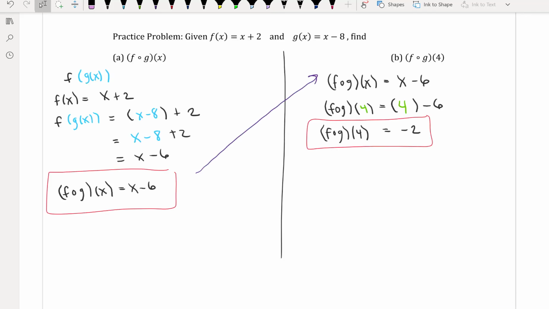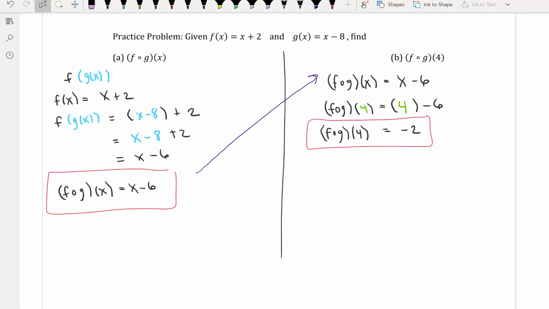So hopefully you guys worked out these problems. So here are our answers for the practice problems. For part A, f composed with g with respect to x, when I work that out, I get the answer to be x minus 6.